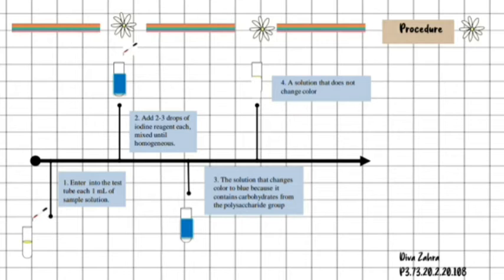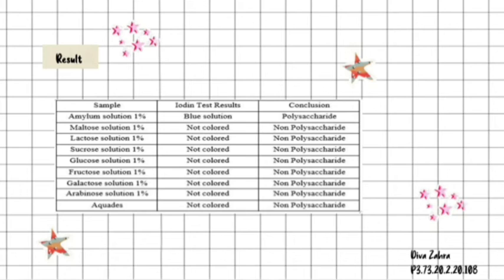Third, the solution that changes color to blue contains carbohydrates from the polysaccharide group. And the fourth, a solution that does not change color doesn't contain carbohydrates from the polysaccharide group. And so, this is the result. You can see the sample, the iodine test result, and the conclusion.